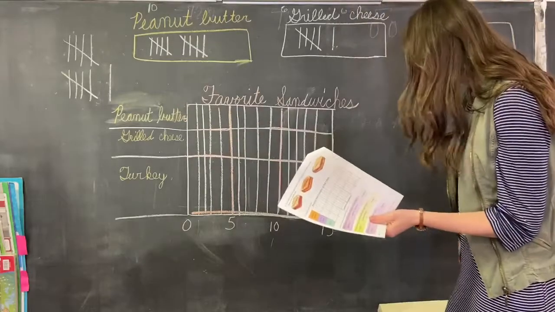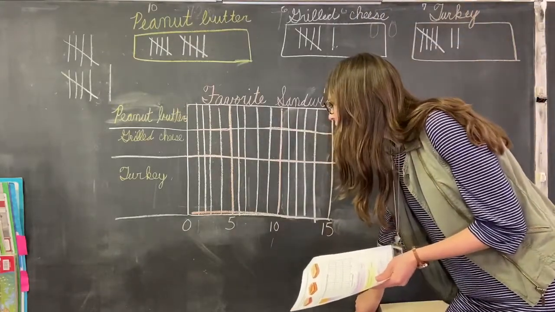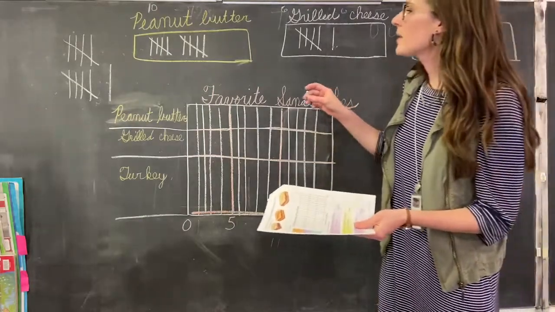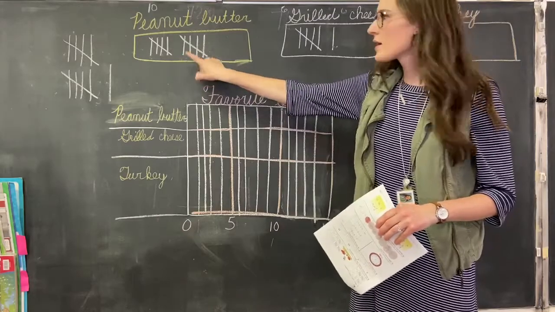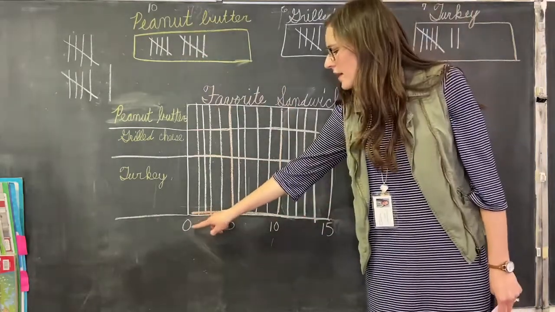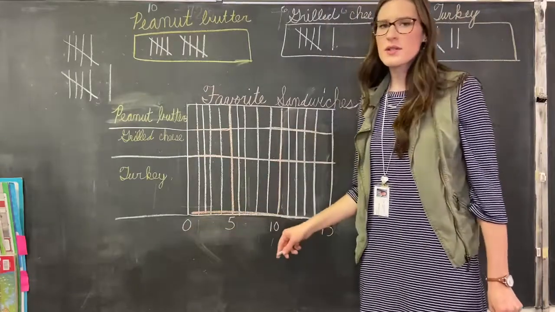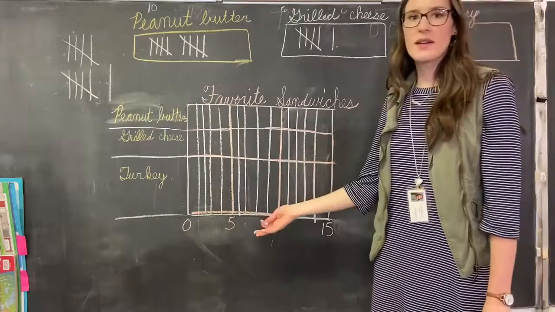So I'm going to use this purple piece of chalk. I'm going to go up here to peanut butter. And how many students chose peanut butter as their favorite sandwich? 10 of them. So I'm going to come down here. I'm going to look at the bottom of my graph at the scale. The scale shows us what we're counting by and the numbers and how many there are.